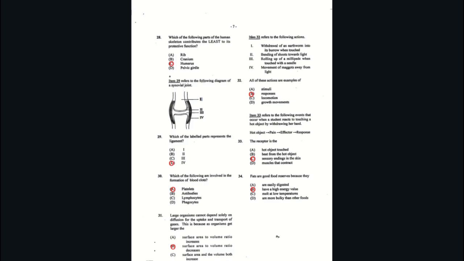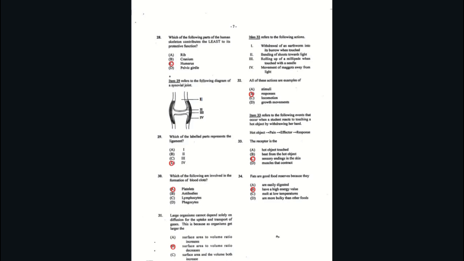Anyways, number 33. It refers to the following events that occur when a student reacts to touching a hot object by withdrawing her hand. So we have hot object, pain, effector, response. The receptor is the sensory endings in the skin, right? That's what the receptor does. Receptors are sensory organs that bring the impulse into the body to say, hey, this is happening. Imagine we touch the hot object, we start to feel pain, and then the effector neuron causes the response to be made. So it's all a process.